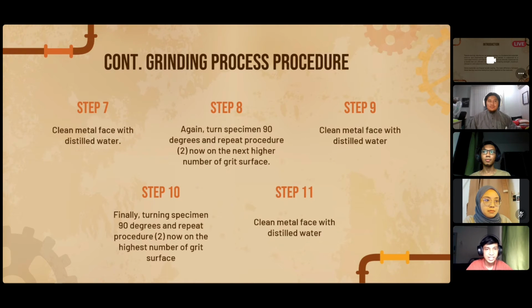Step 7, clean the metal face with distilled water. Step 8, again, turn the specimen 90 degrees and repeat procedure 2, now on the next higher number of grit surface. Step 9, clean the metal face with distilled water. Step 10, finally, turn the specimen 90 degrees and repeat procedure 2, now on the highest number of grit surface. Step 11, clean the metal face with distilled water.